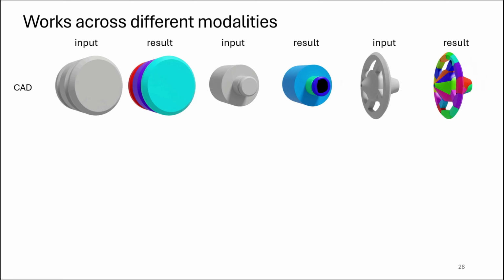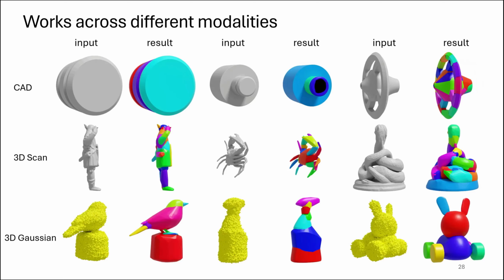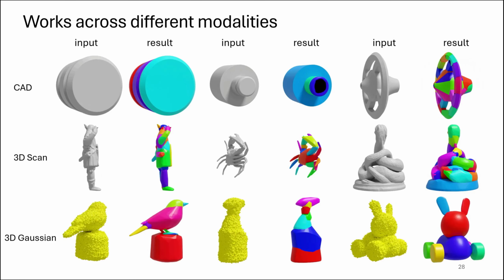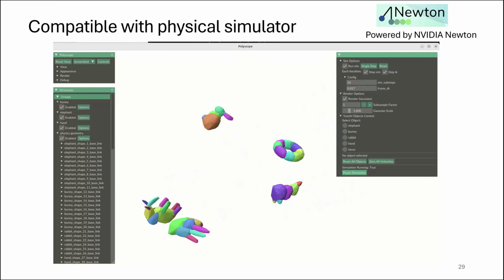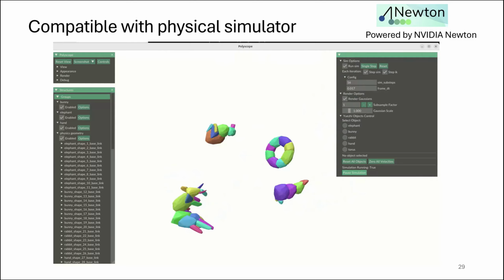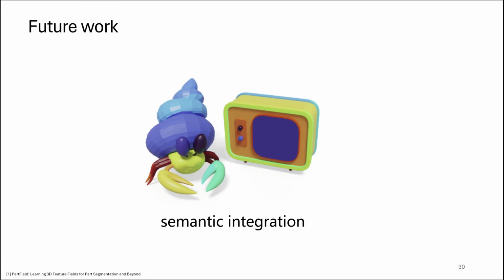Since our model is conditioned on a point cloud as input, we support different 3D modalities such as 3D CAD, 3D scans, and 3D Gaussians, as long as we can sample points on the geometry. Our method generates convex shapes directly usable in physical simulators and achieves fast collision detection compared to the original mesh form. Interestingly, our method achieves some degree of semantic decomposition even without relying on any semantic-related supervision.